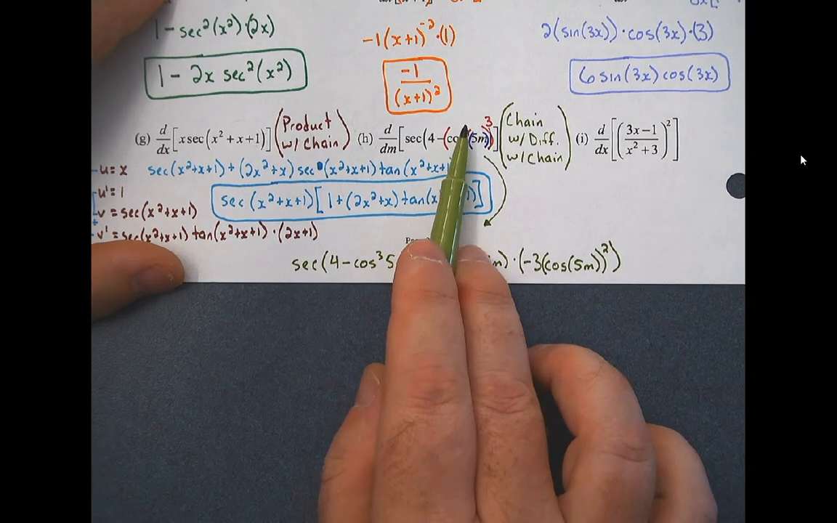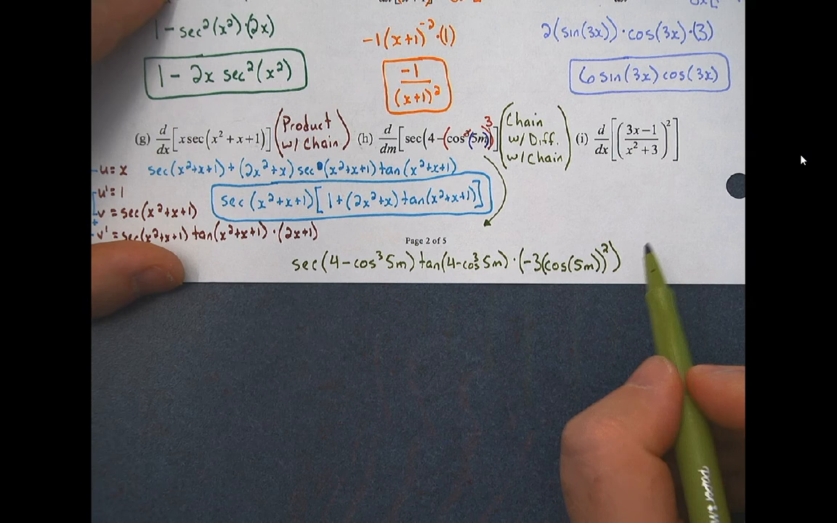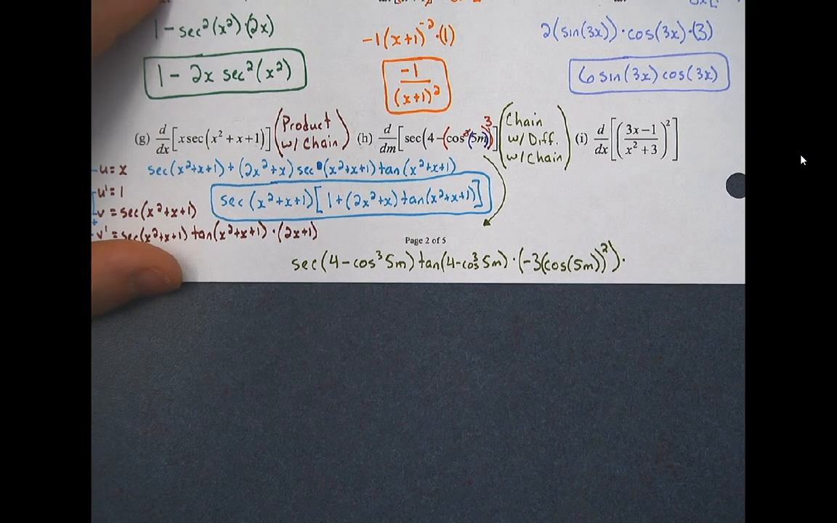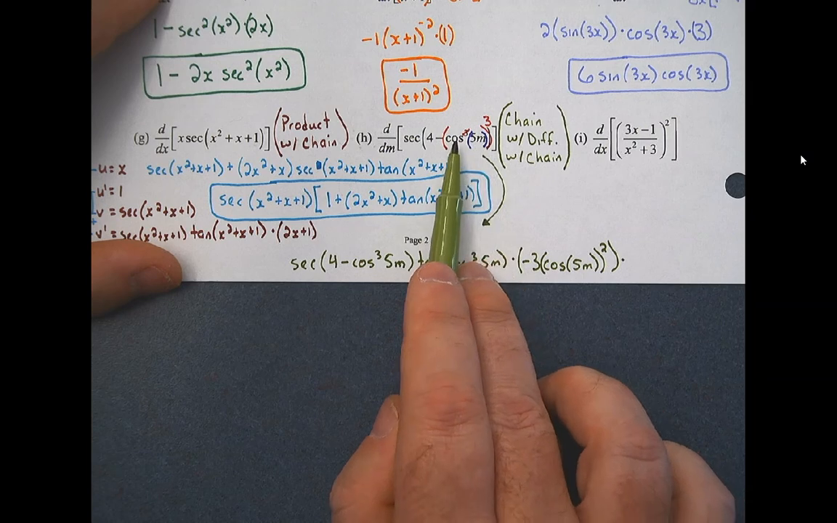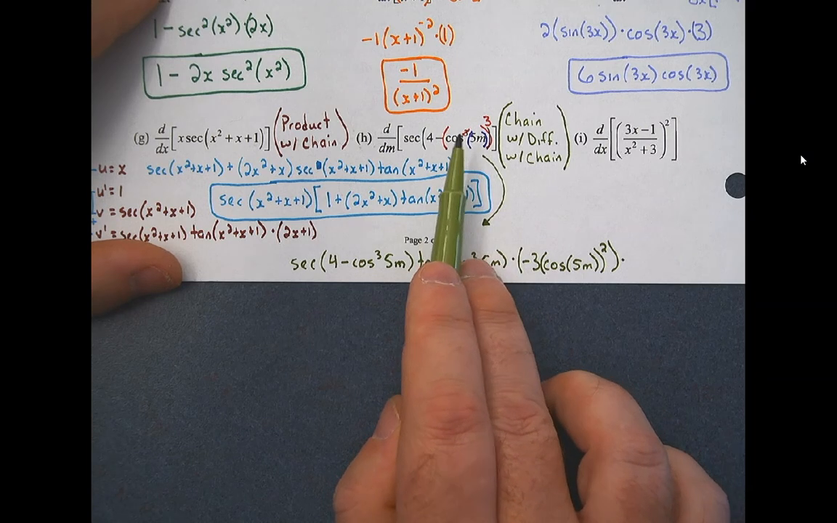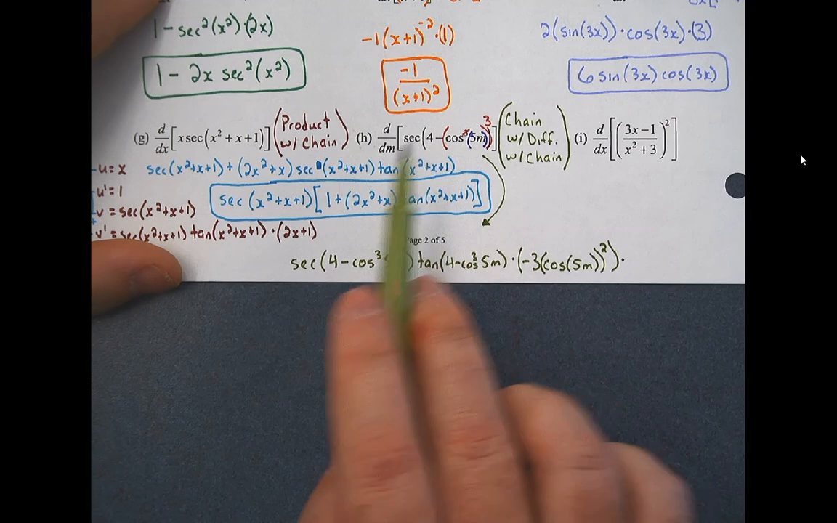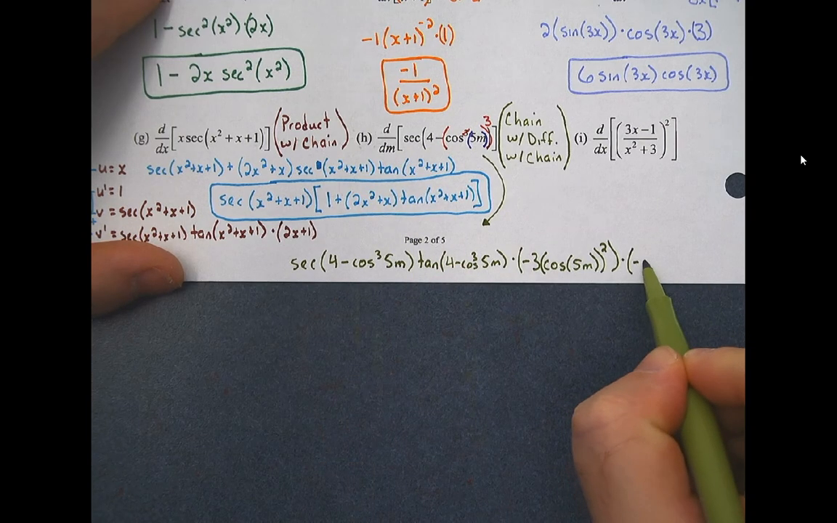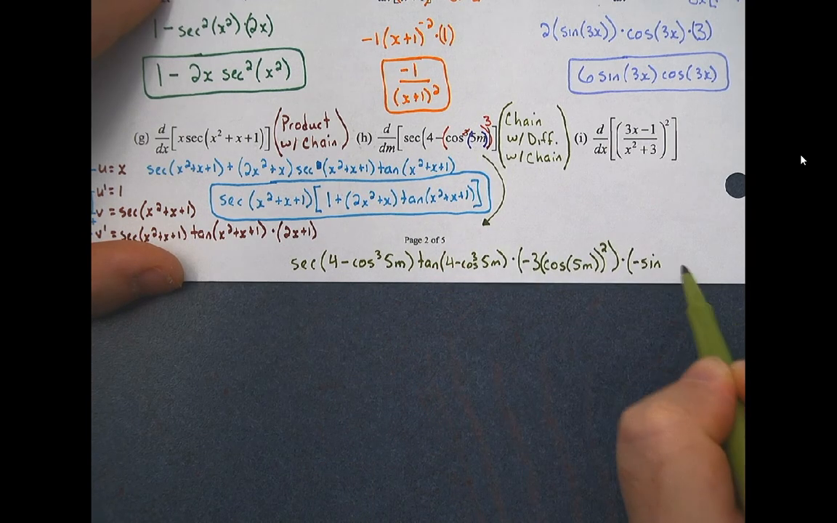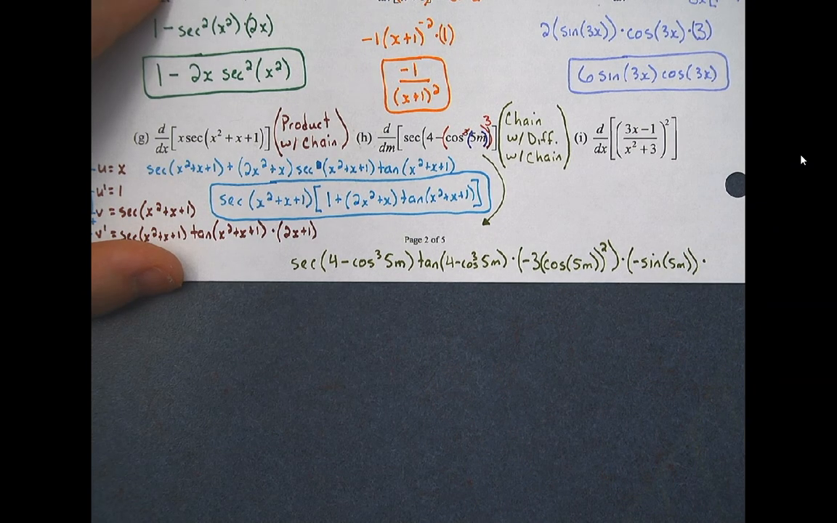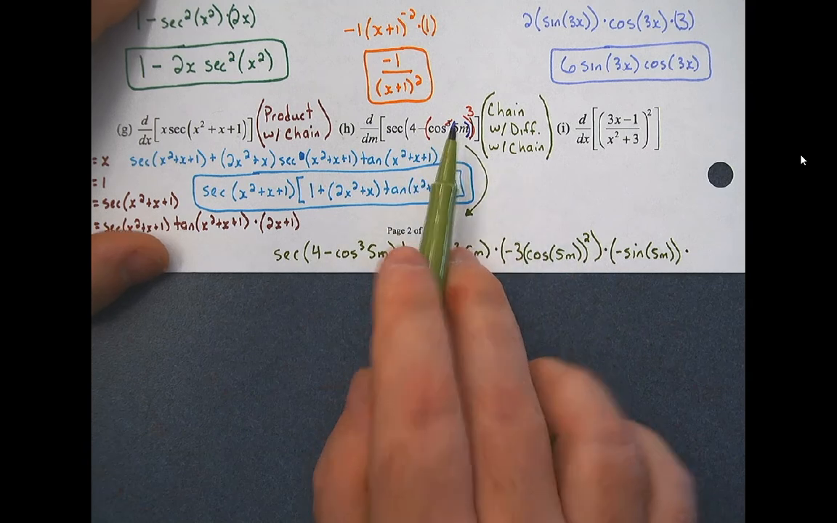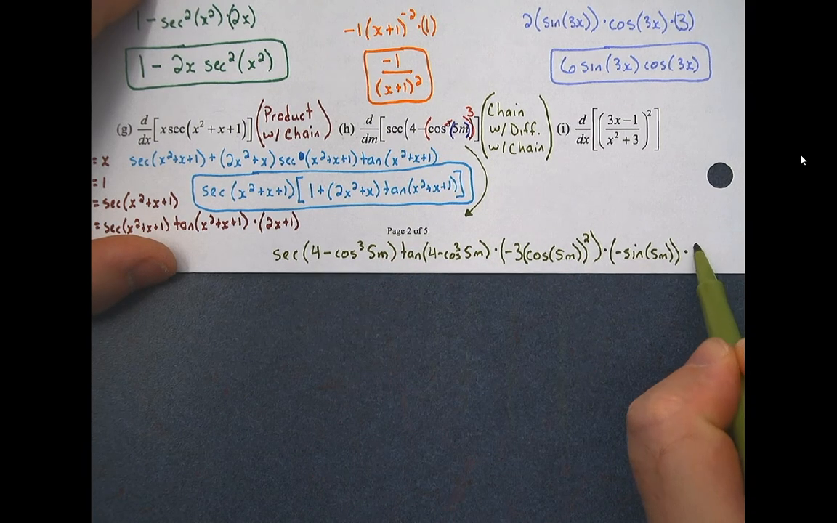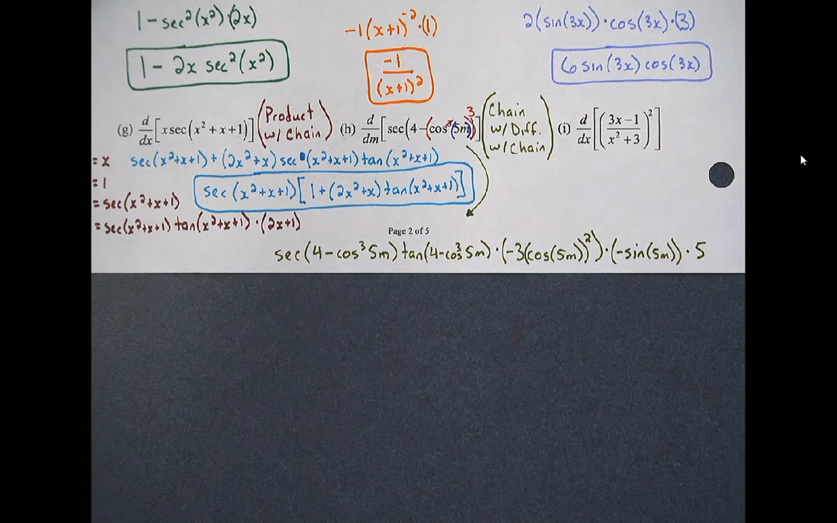Okay, so now we've taken care of the cubed, but I said something, which means we still need to keep going. Our next layer is cosine of 5m. Cosine of something is negative sine something. So negative sine, and our something is 5m. Times, I said something, which means we have to go another layer. Our something is 5m. The derivative of 5m is 5.